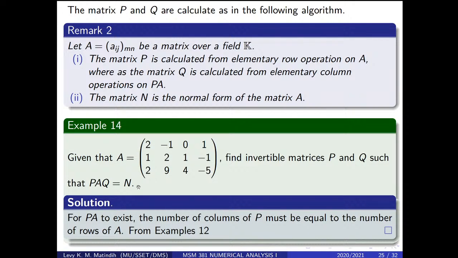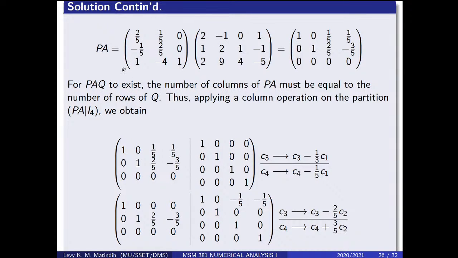Now, if you look at this example, we have already found P from example number 12, where we applied elementary row operations. What we're saying is, for PA to exist, the number of columns of P must be equal to the number of rows of A. From example number 12, we calculated that the matrix P is the matrix with entries 2/5, 1/5, 0, negative 1/5, 2/5, 0, 1, negative 4, 1. This was our matrix P.